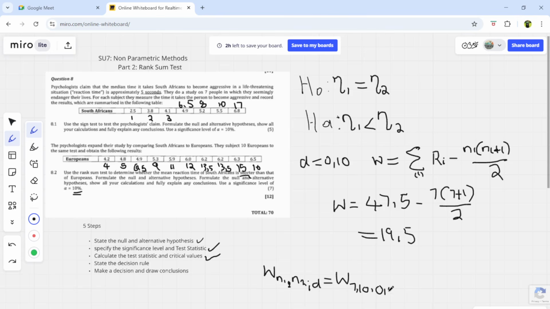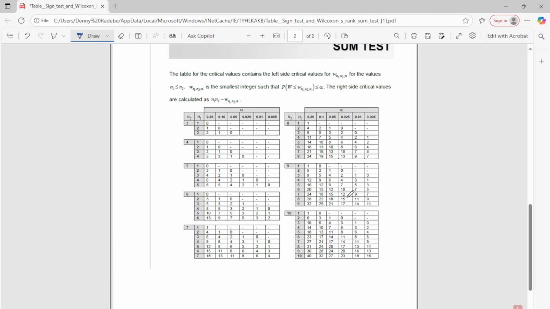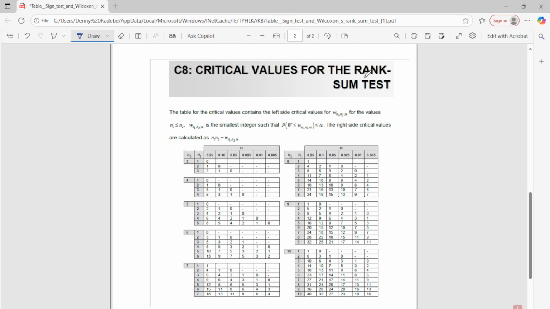0.10 over there. Now this is going to be equal to, so you're going to go to the table. So this is the table that you're going to use, the critical values for the rank sum test.